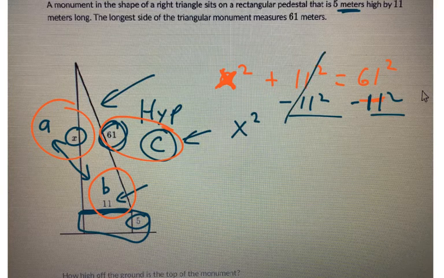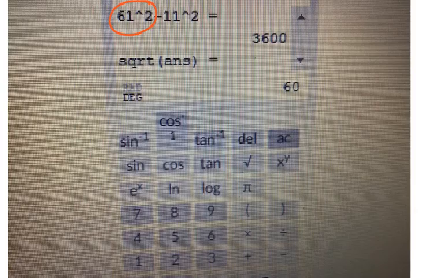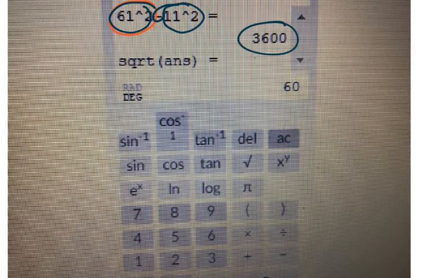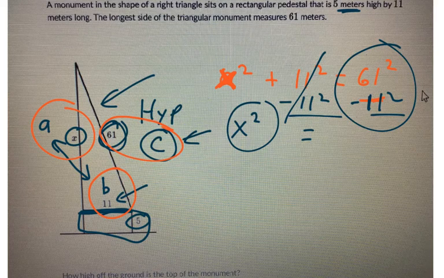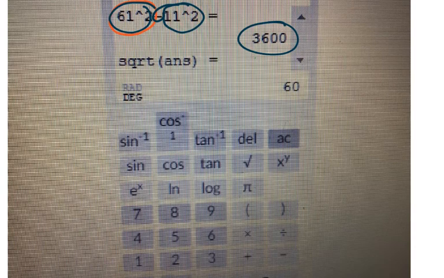Okay? So I'm going to do that in my calculator. 61 squared minus 11 squared is going to be x squared. So 61 squared minus 11 squared is 3,600. Now remember, that 3,600, guys, is the x side squared. So we have to take the square root to find x, right? The square root of x squared is, of course, x. And so that's why I use this square root button on the calculator.